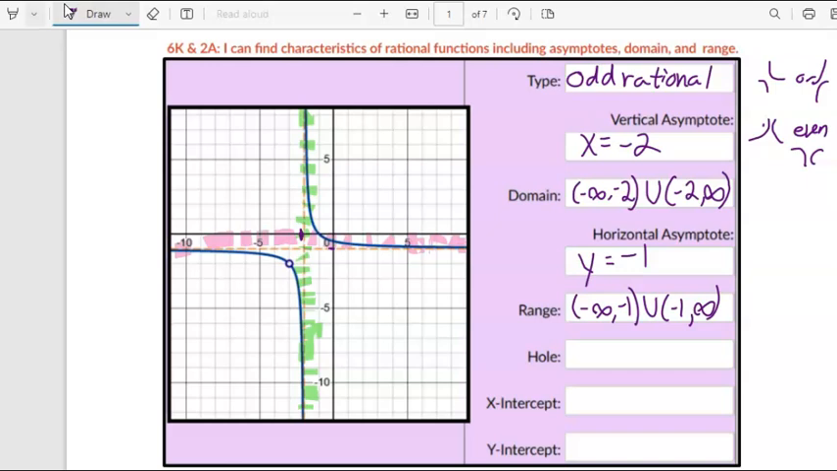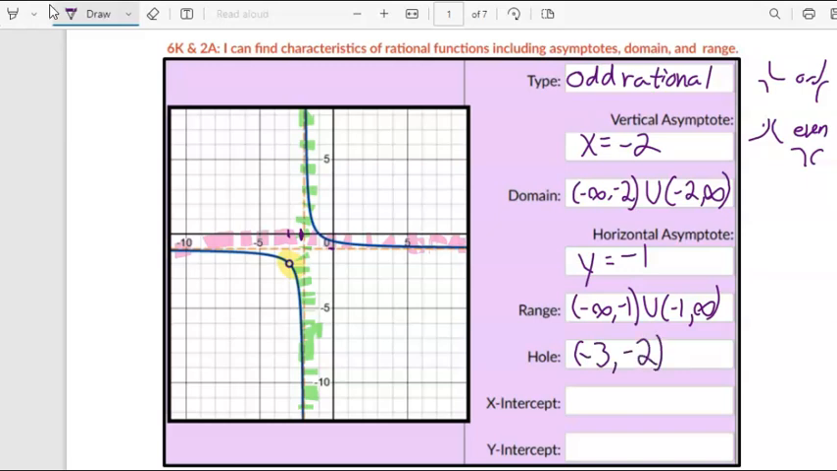Holes. So it looks like there is a hole right here. When you graph these, it will not automatically show you the hole for most software. For this one, there's going to be a hole at this coordinate point: -3, -2.